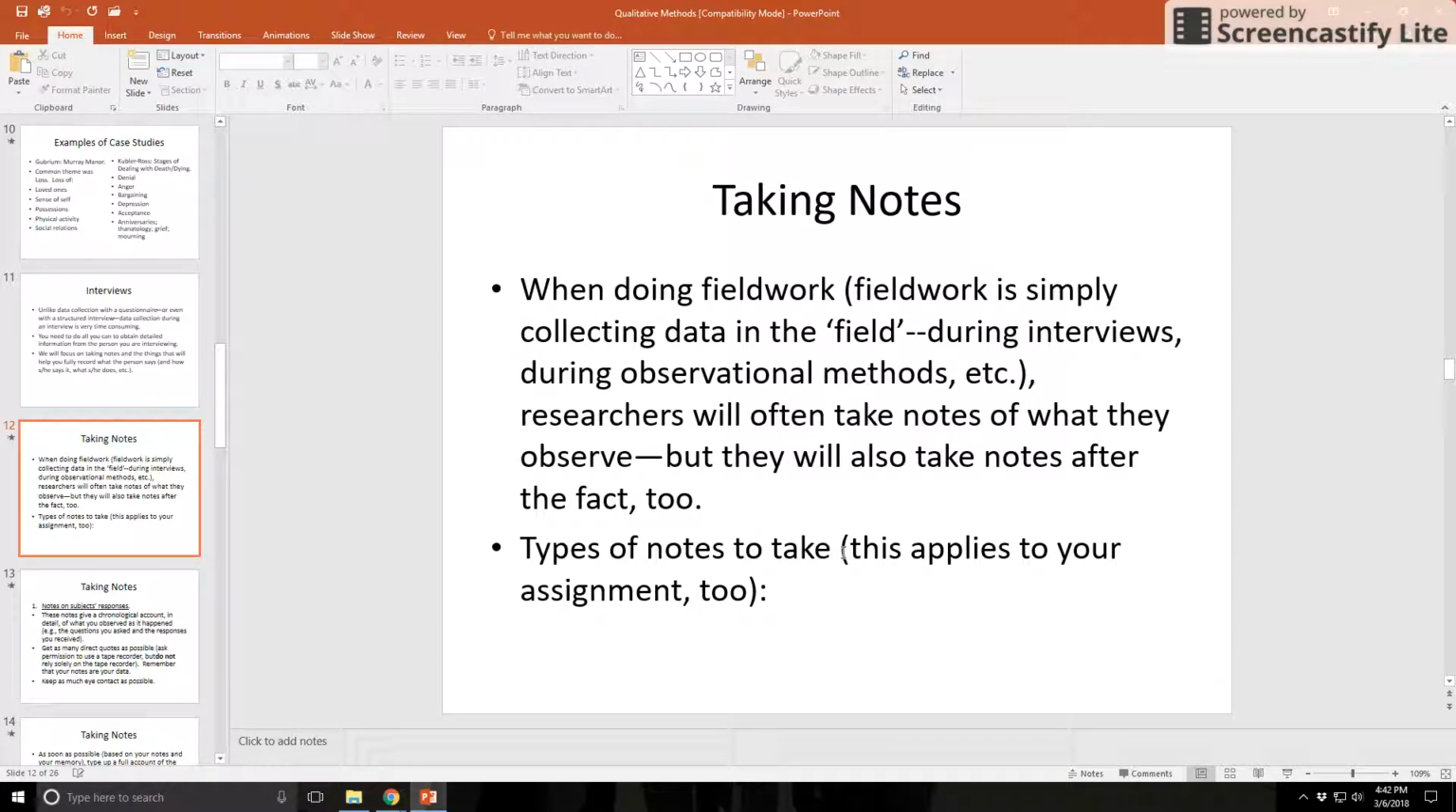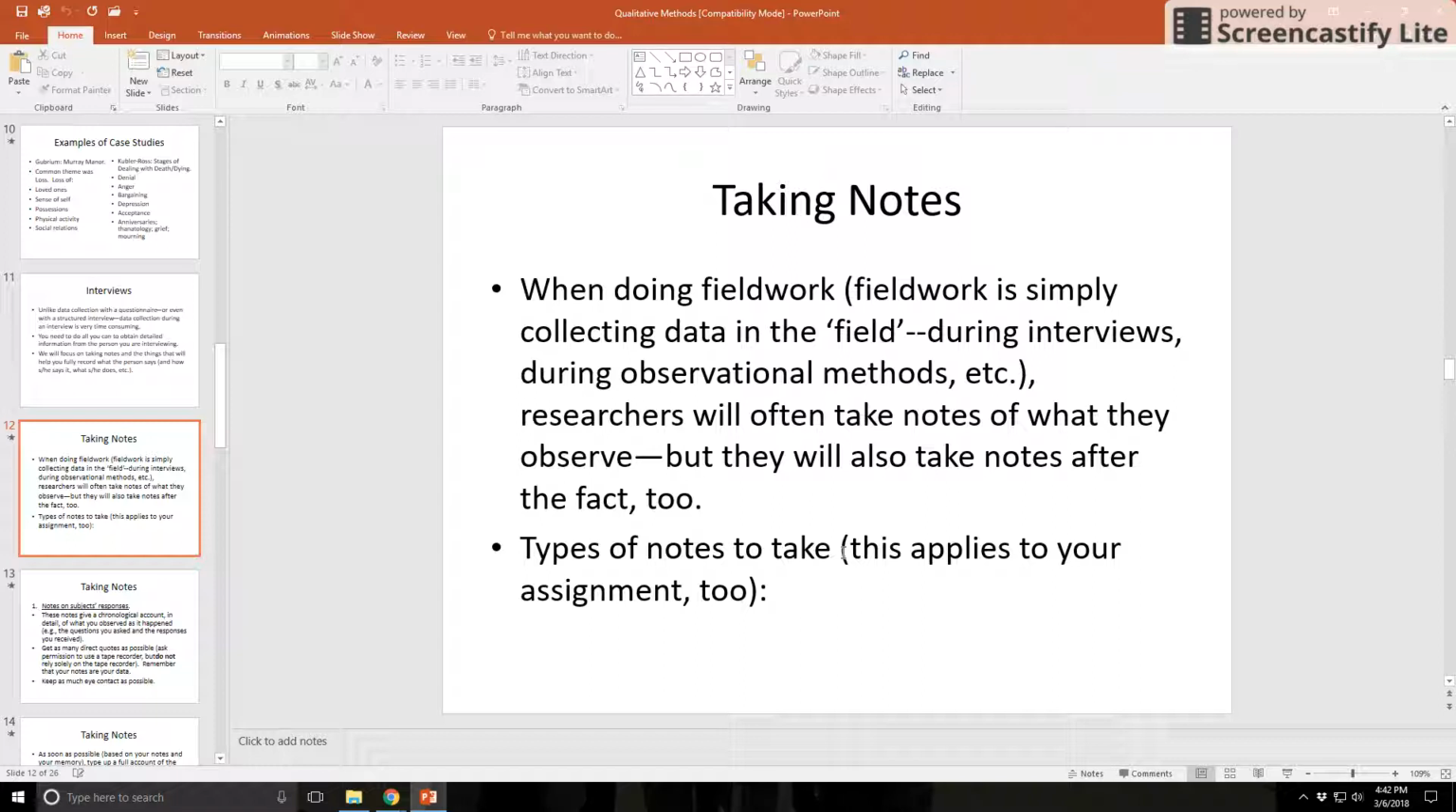So notes. Field work. The term field work simply means you're doing stuff out in the field, whether that is you are out observing people, you're sitting down talking to people, taking notes. Field work is doing stuff in the quote-unquote field, whether that is sitting down with interviews or out doing your observations or doing case studies or what have you. So when you do field work, you need to take notes.